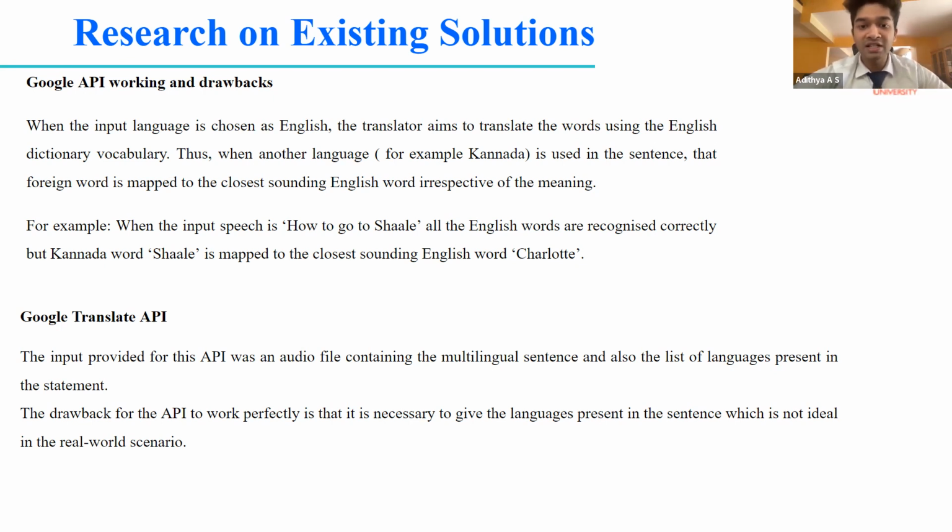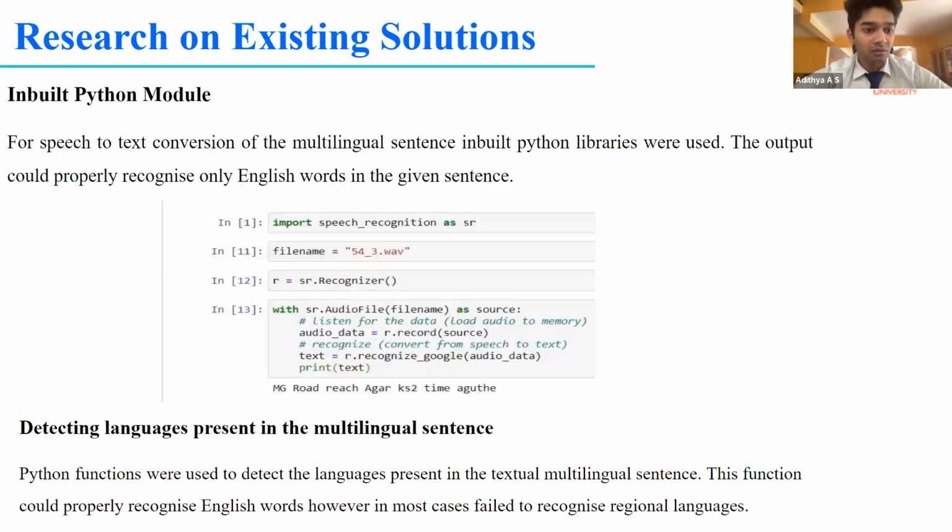Now, coming to Google Translate API, there is a dependency that we need to input the languages present in the input query. And as you can see, that is not really ideal in the real world scenario. So the inbuilt Python module doesn't work as well as Google Translate, and here you can see the input file, which was originally "MG Road reach agake estu time agote", and the result that you see there isn't the same as what it should be. Most of the words are not as expected.